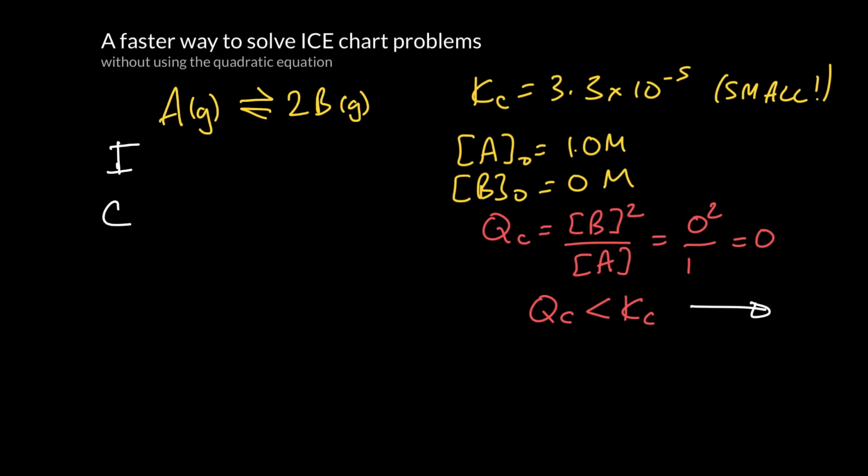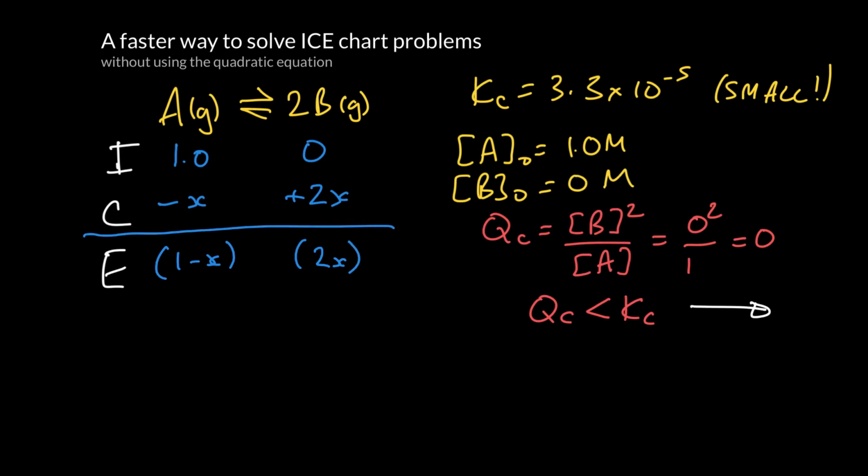All right, so let's set up our ice chart. Underneath our equation, we can write I for initial, C for change, and E for equilibrium. Our initial concentration is 1 mole per liter and 0. From looking at the fact that Q is smaller than K, we know it shifts from left to right, so we will use up A and we will create B, and we've got to remember the coefficients are 1 to 2, so we use up in a 1 to 2 ratio. At equilibrium, we just add those two lines together, and if we're sloppy with sig figs, we have 1 minus x, and we have 2x at the bottom of our ice chart.